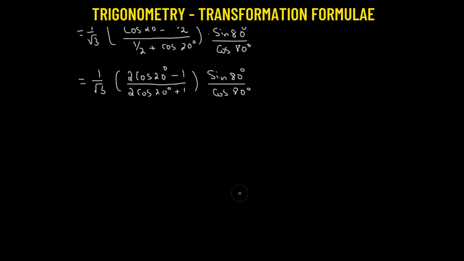Fine. Now, we will multiply sine 80 degrees with the 2 terms within the parentheses as well as cosine 80 degrees with the denominator.